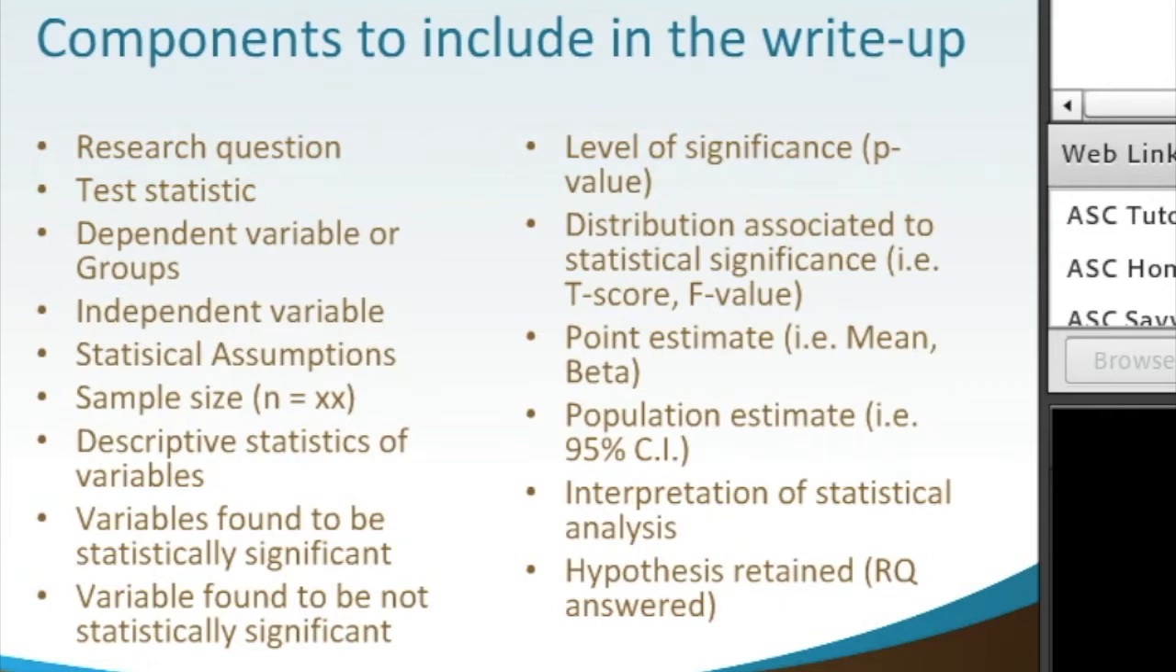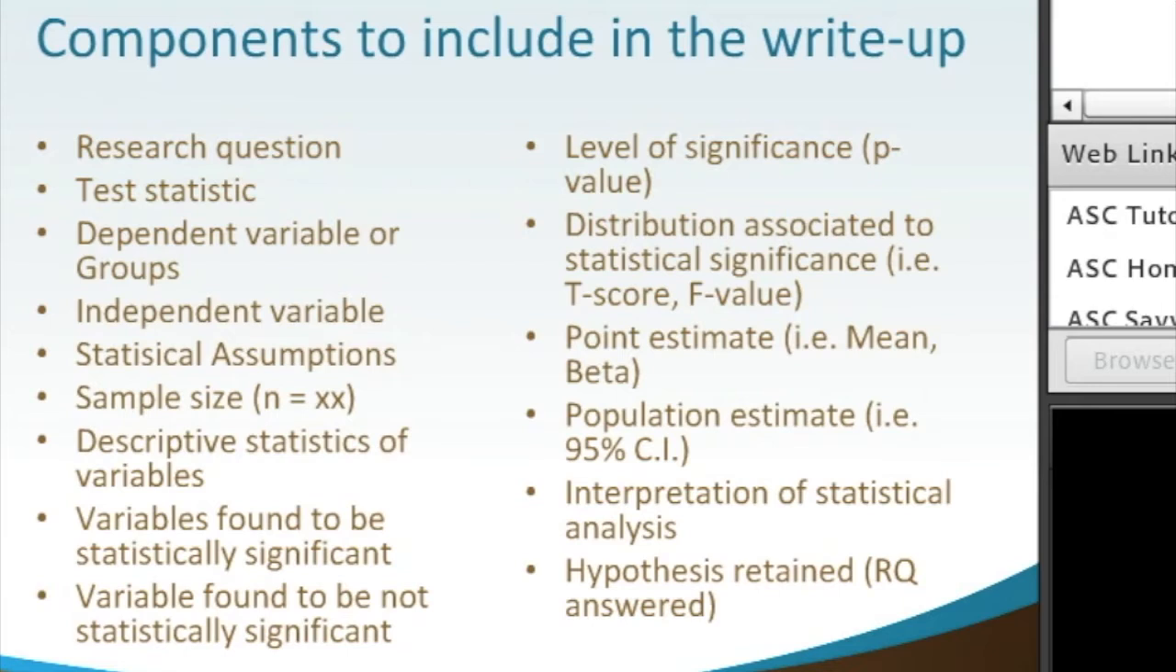You want to include here the statistical assumptions. The statistical assumptions are those assumptions which relate to the statistical test that you're running. You want to identify if the statistical assumptions were met or if any were violated. It's important to include that, because if all of your statistical assumptions are met, then we can go ahead and trust and accept the results that you have.